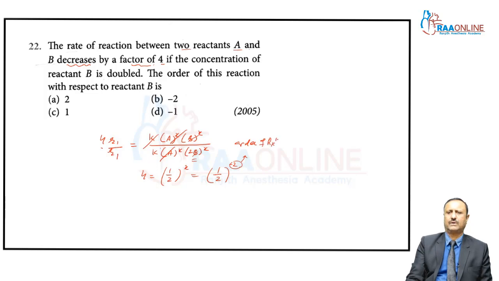So, our order of reaction is minus 2 for B, because A is constant here and only the concentration of B is changed, and by that change of concentration, the rate of reaction between the two reactants A and B decreases by a factor of 4.